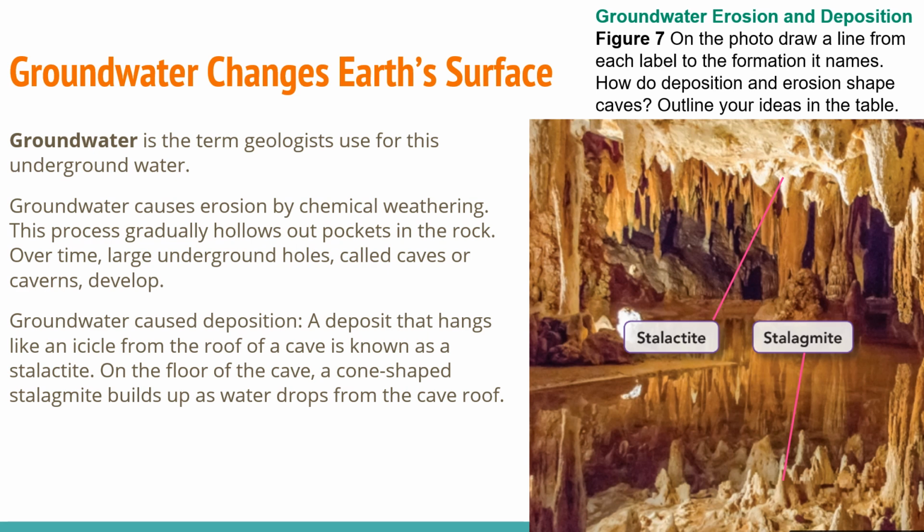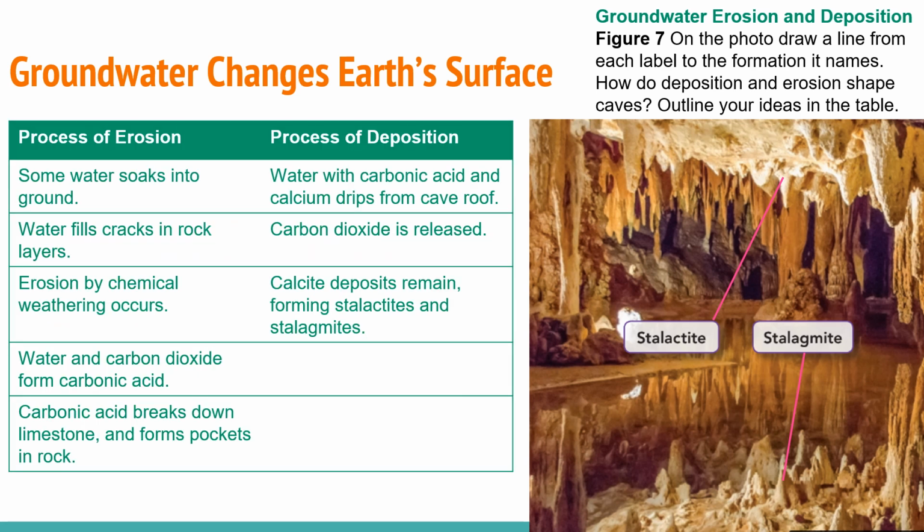How do deposition and erosion shape caves? Outline your ideas in the table. And I have used another table for ours, so here we go. The process of erosion. So some water soaks into the ground, water fills cracks in rock layers, erosion by chemical weathering occurs. Water and carbon dioxide form carbonic acid, and carbonic acid breaks down limestone and forms pockets in rock. Then for the process of deposition, water with carbonic acid and calcium drips from the cave roof. Carbon dioxide is released, and calcite deposits remain, forming stalactites and stalagmites.